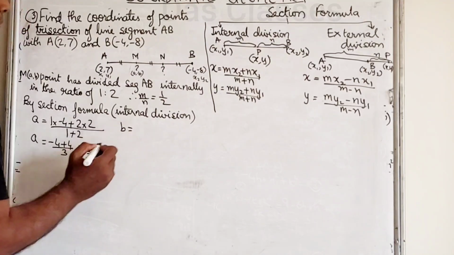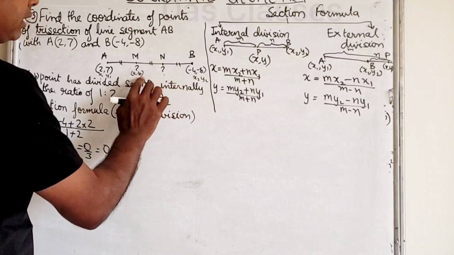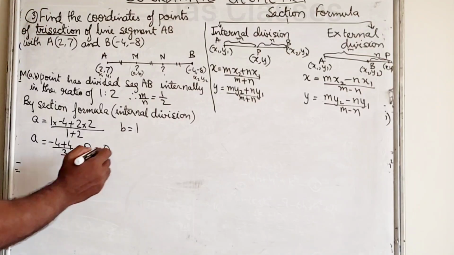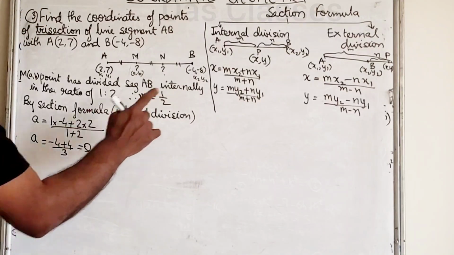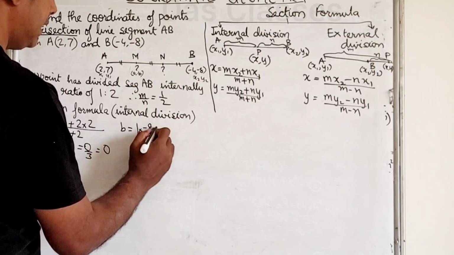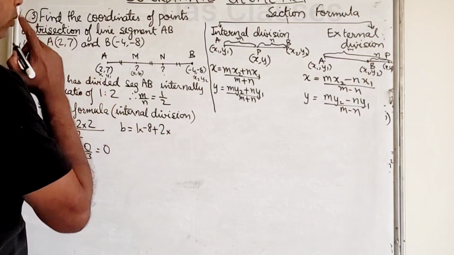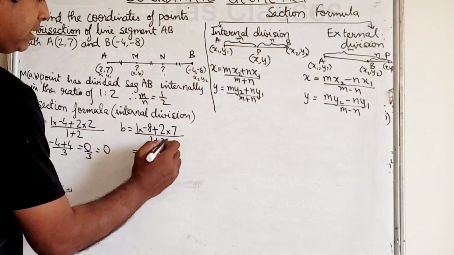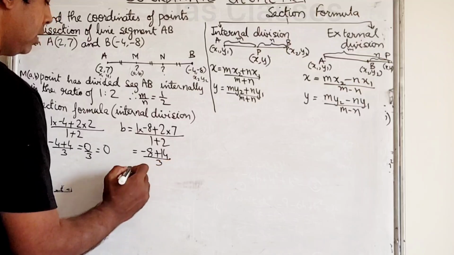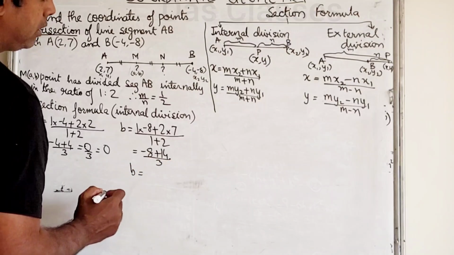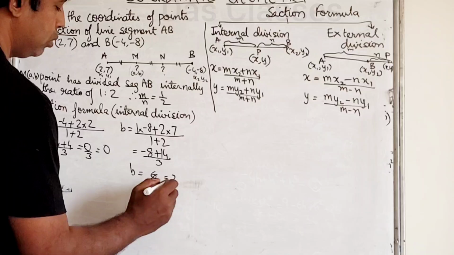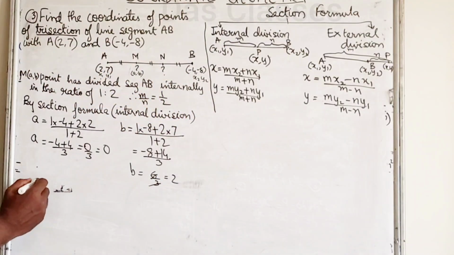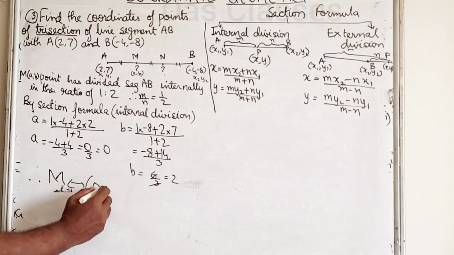Same way, we need to calculate b. So what would be b? That is, I need to find out the y coordinate of this. So y coordinate is again m is 1 into y2 is -8 plus n is 2, y1 is 7, upon 1 plus 2. So that's going to be equal to 1 into -8 is -8 plus 14 upon 3. So b is going to be equal to 6 upon 3. So that's 2. Therefore, coordinate of M is going to be equal to 0, 2.